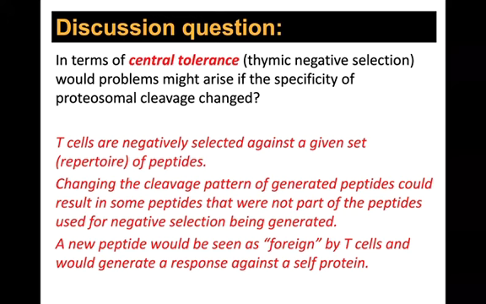And so T cells could start reacting to those. And that would then drive responses to self-proteins, because the T cells that see those new epitopes were never deleted. And so that's why you can't really change the criterion for which peptides are being cleaved.